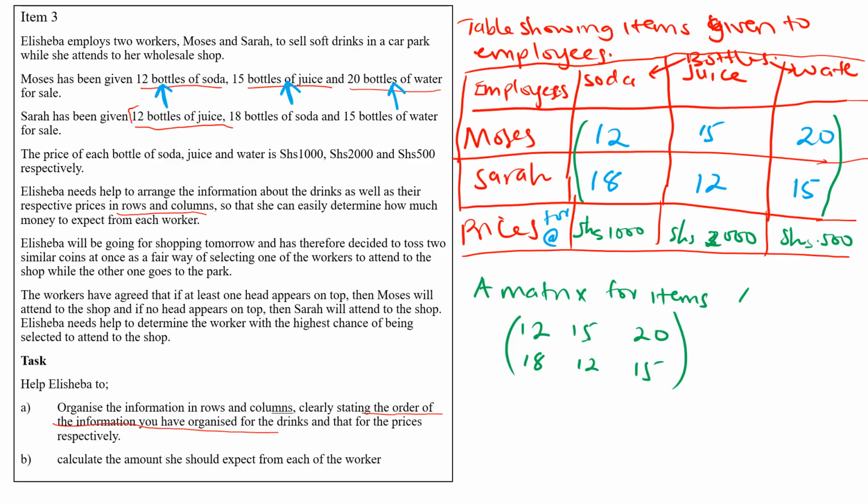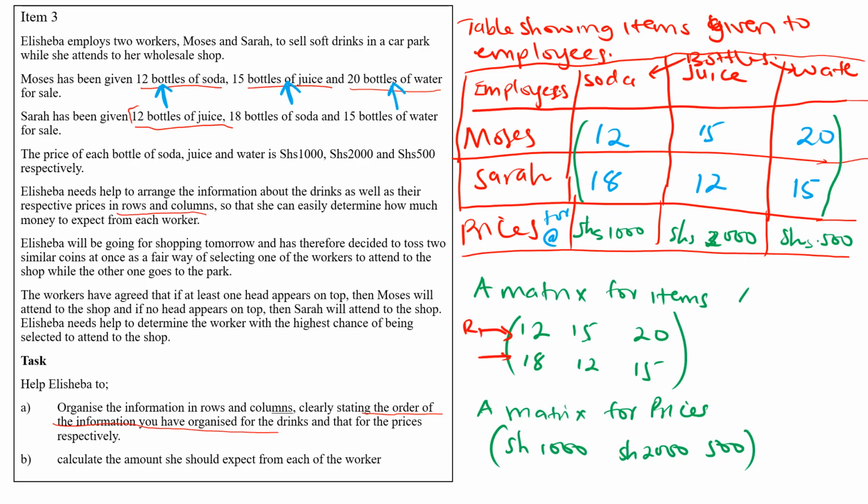Now you come and you state this order. Even again here, a matrix for prices. Here we have 1,000, then we have 2,000, and then here 500. So what is the order for this matrix? How many rows do I have?